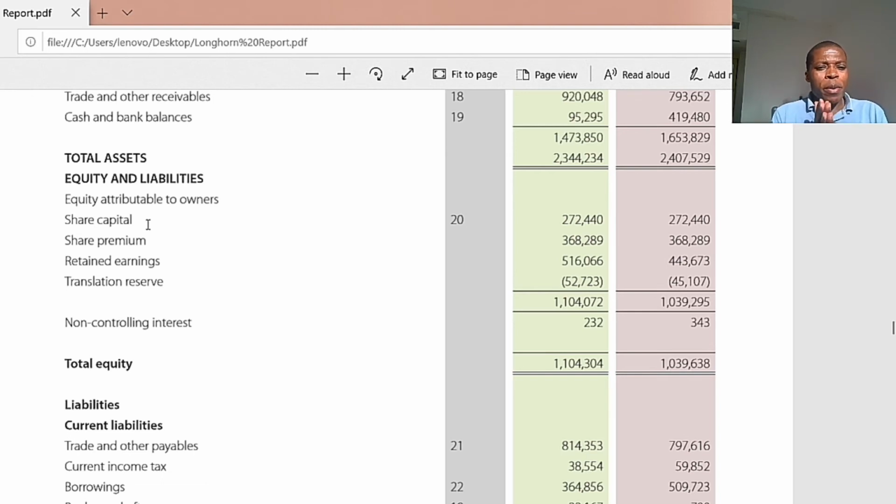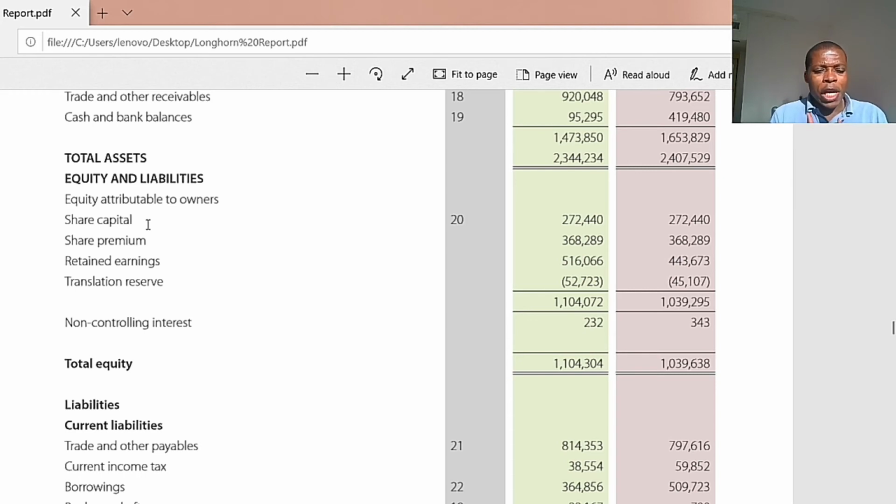Then a share premium, for example, in most cases when the company issues shares, there is a certain amount of money that it expects to get from the sale of shares. So for example, if it expects to get 1 million Kenyan shillings or 1 million US dollars, and it gets 1.5 million, so the balance, that additional 500,000, that's what you can call share premium.